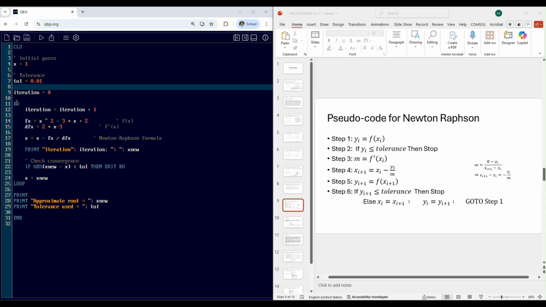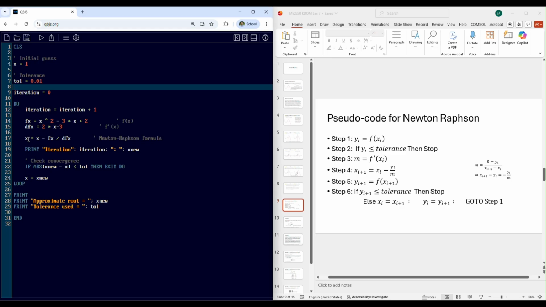So we go line by line. We say iteration is iteration plus 1. That is, it will keep incrementing the number of iterations. So this is first iteration when we start. The function is defined as x squared minus 3x plus 2. The derivative of the function is defined, and that should be 2x minus 3. And so we say x is x minus fx over dfx, which is essentially the implementation of this formula here in step 4. Then we say print iteration number and whatever is the value of x new.